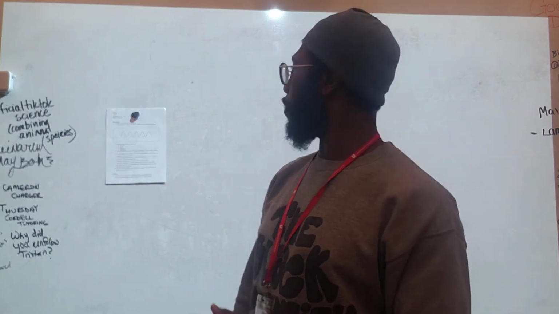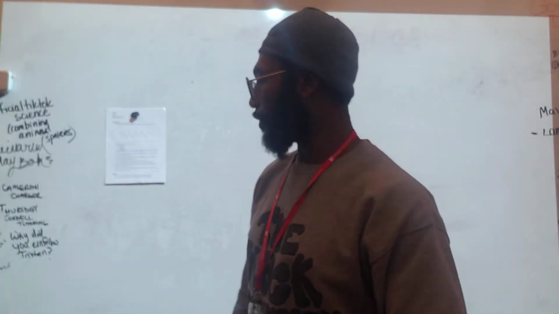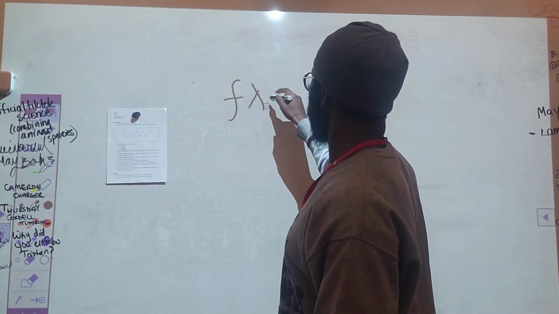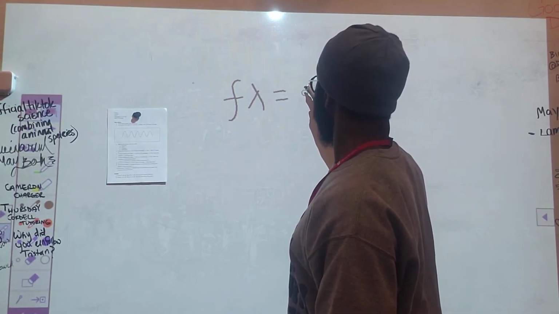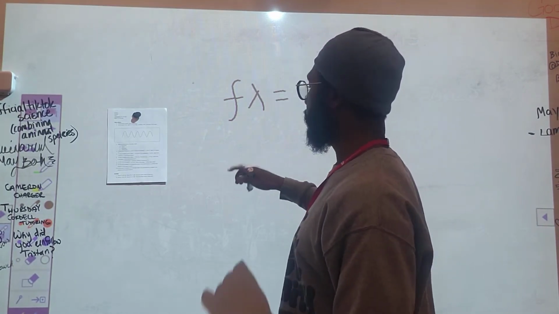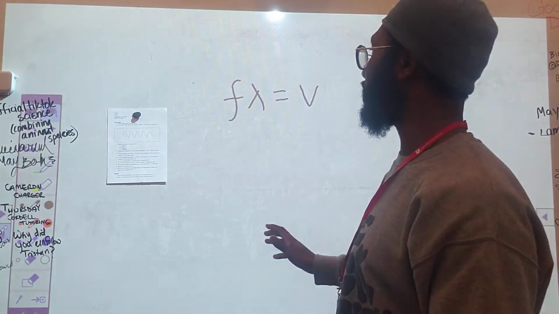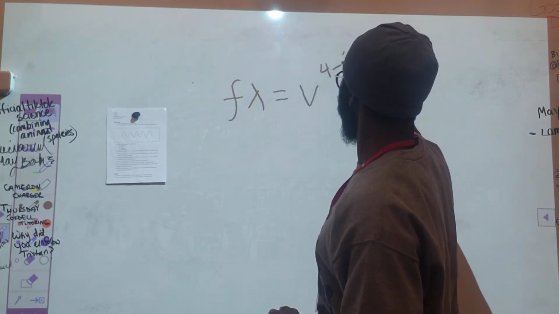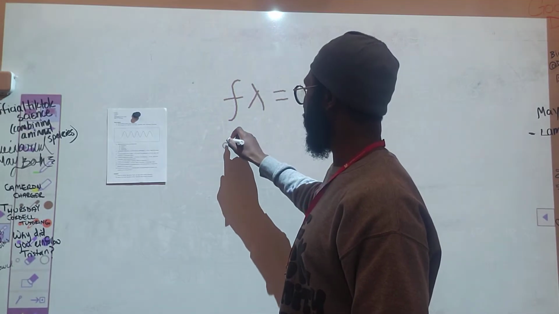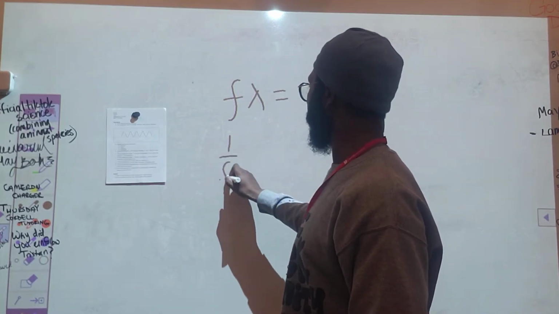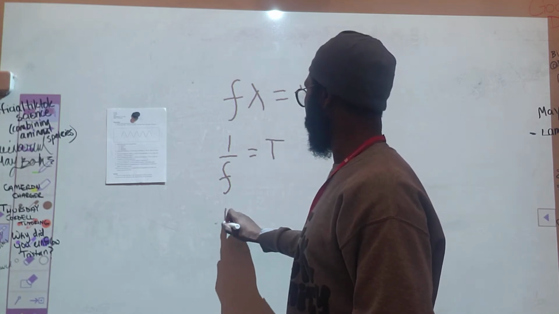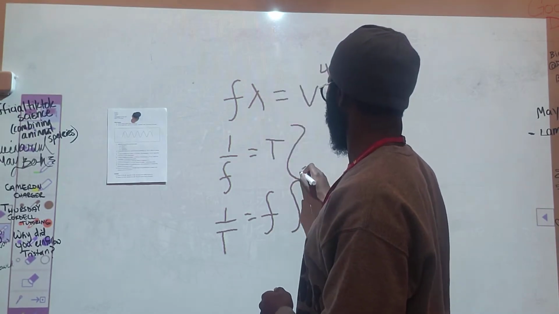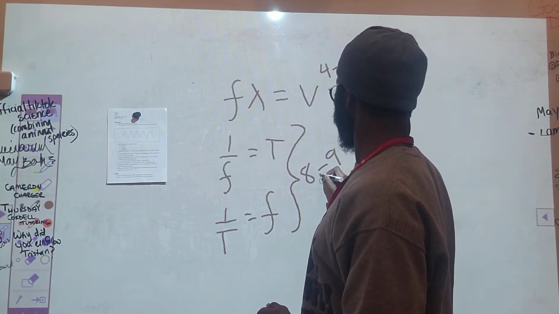So problems 4, 5, and 6 cover this equation that I'm going to write on the board. Frequency times wavelength equals velocity, okay? So frequency times wavelength equals velocity. This is covered in problems 4 through 6. And then we have the equations 1 over frequency equals period, or 1 over period equals frequency. Okay, that looks to be problems 8 and 9. They're dealing with those equations.